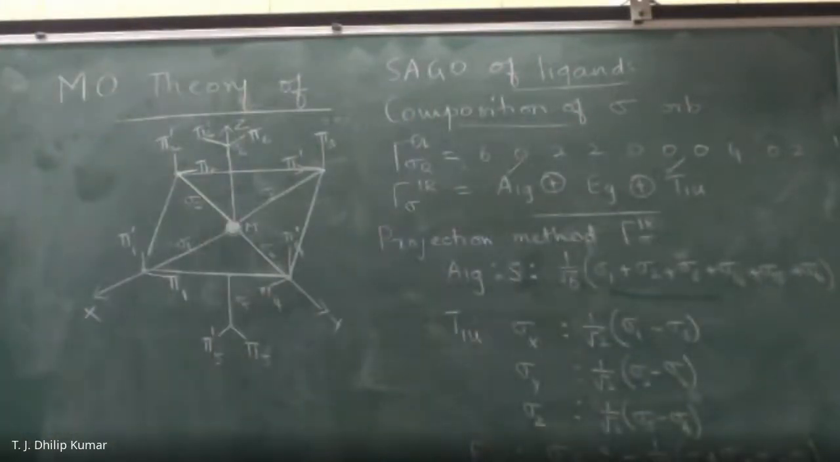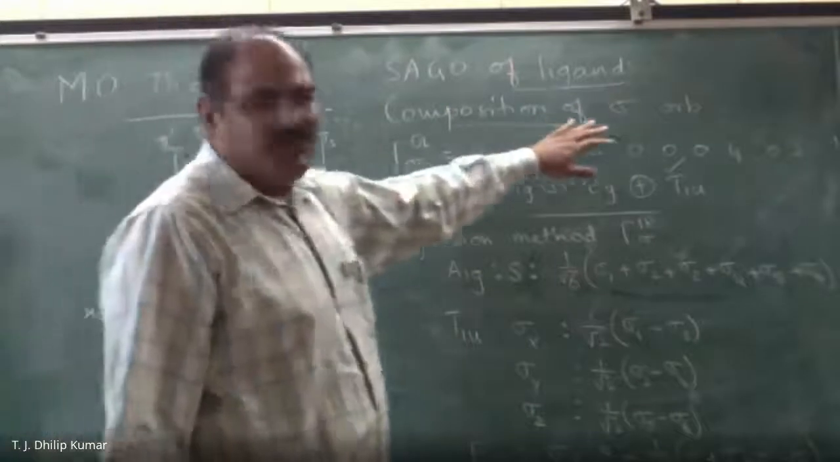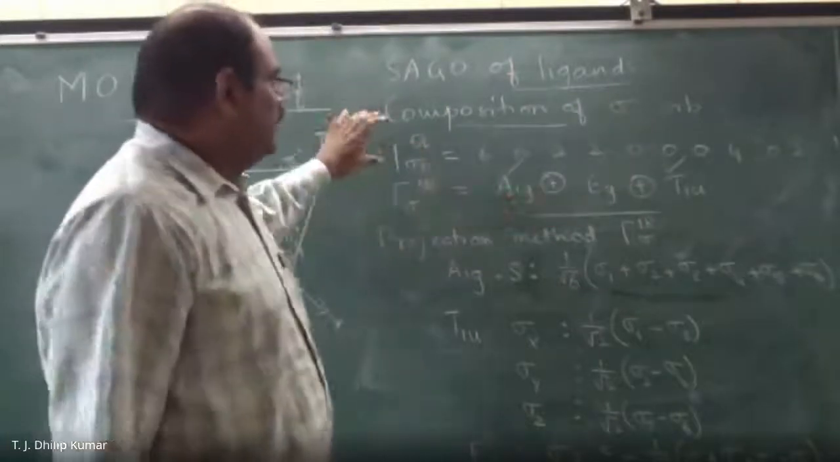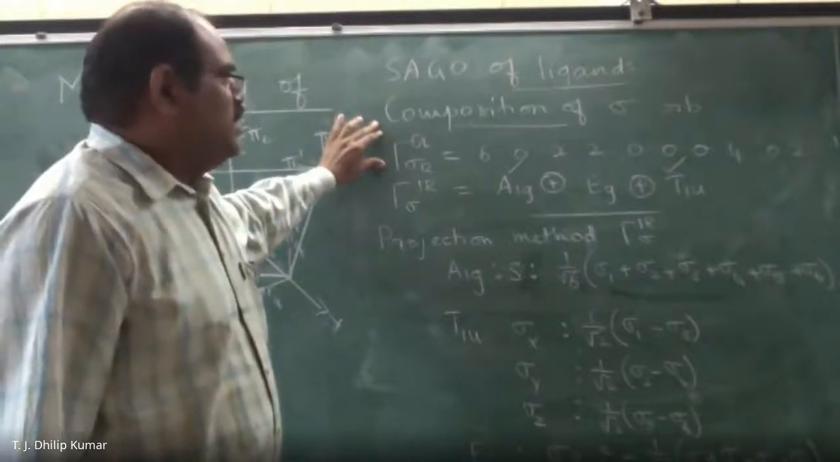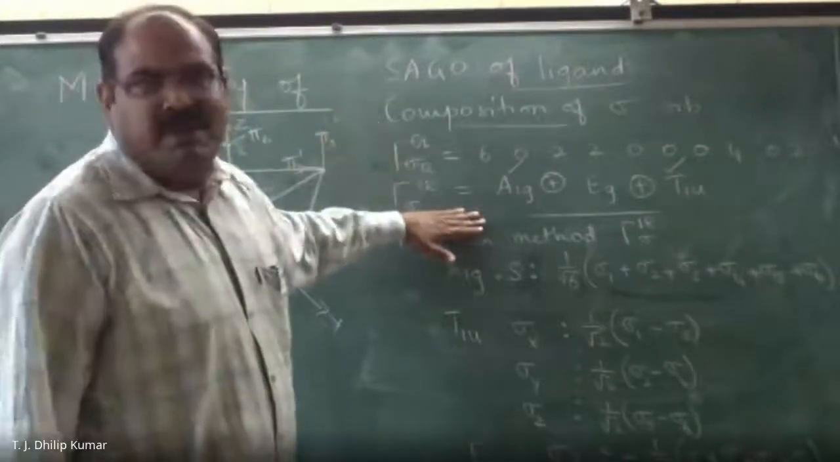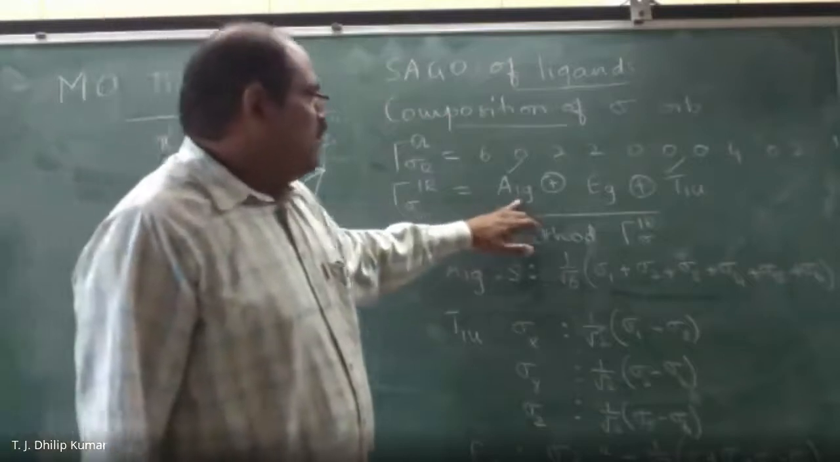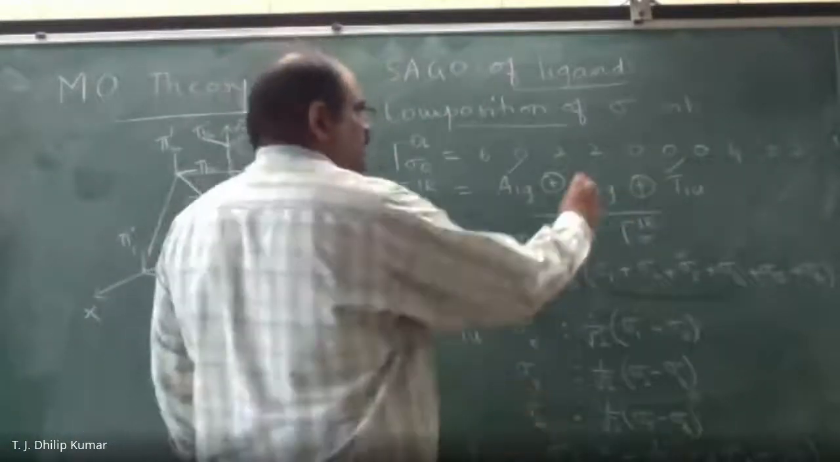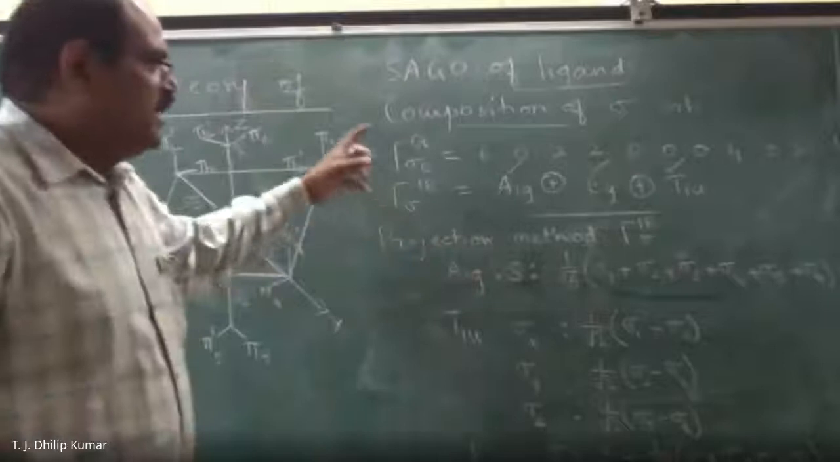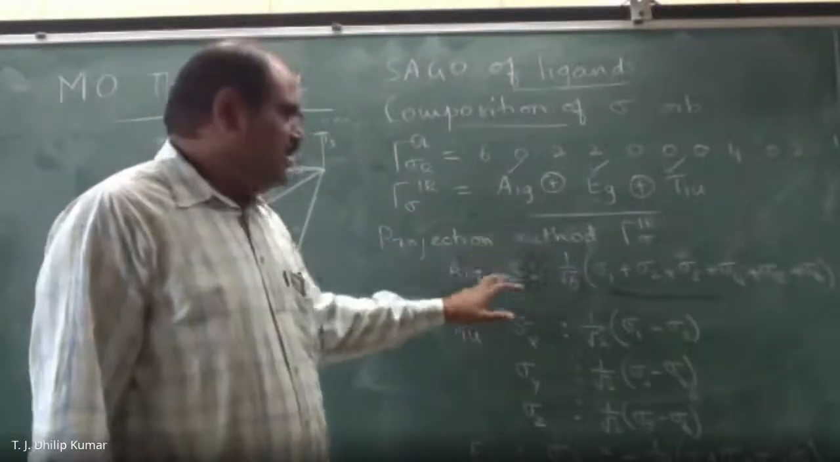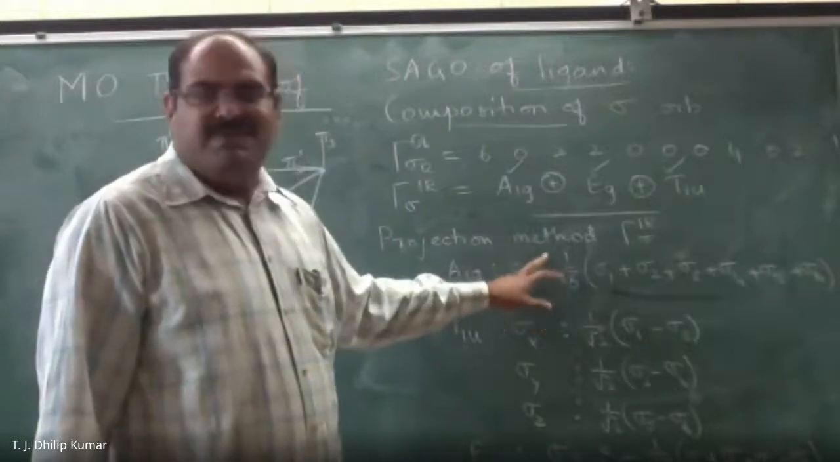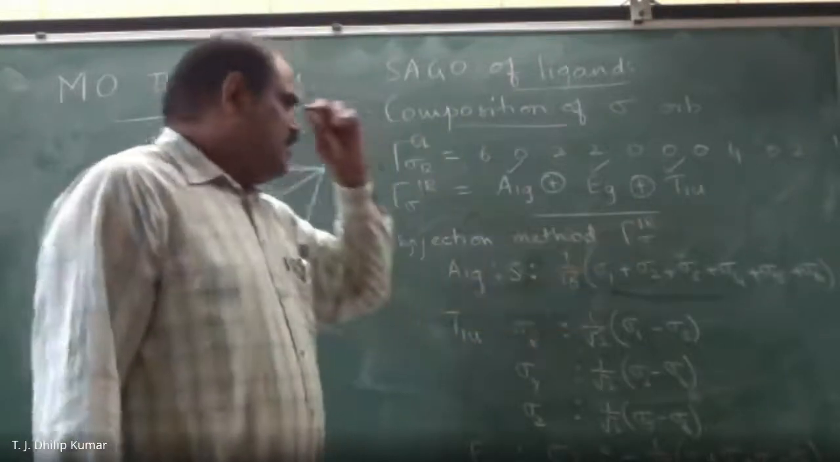So this is just sigma orbitals of ligands. We wrote the composition of sigma orbitals. In that, we wrote the reducible representation using the Oh point group, and then by the reduction method, we arrive at the irreducible representations A1g, Eg, and T1u. So A1g, you always know it is s symmetric. So I'm just writing it as a representation. I'm just giving a function of s. That will be the normalized function, 1 over root 6, times the sum of all sigma orbitals.